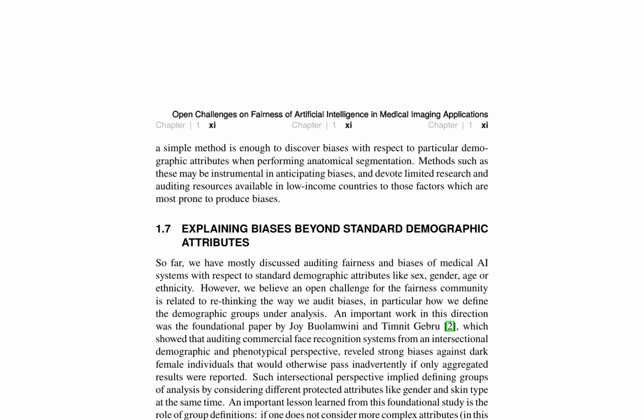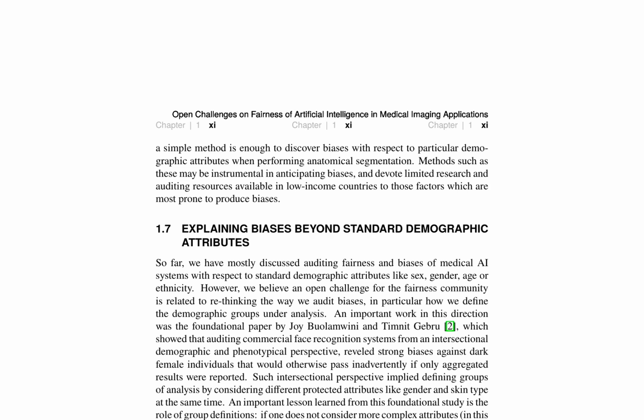Auditing fairness and biases in medical AI systems is crucial to ensure equitable healthcare outcomes. Traditional auditing approaches focus on standard demographic attributes like sex, gender, age, or ethnicity, but this may overlook biases due to learned spurious correlations. An intersectional demographic and phenotypical perspective, as demonstrated by Joy Buolamwini and Timnit Gebru, reveals strong biases against specific groups that would have been overlooked if only aggregated results were reported.